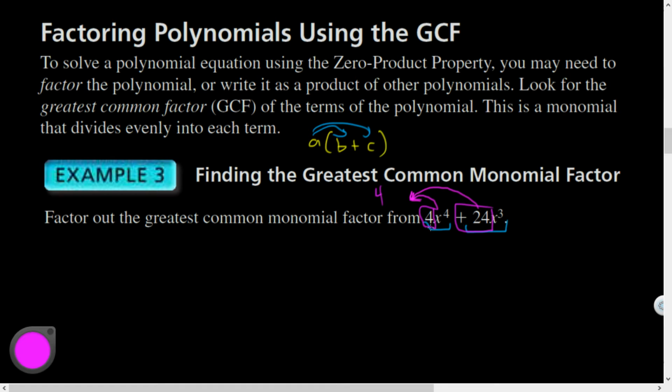8 goes into 24, but 8 can't fit into 4. It has to divide evenly into each term. So that's the sort of thing that we keep trying until we figure it out. And now I've got an x to the 4th and an x cubed, and it turns out when it comes to variables, I can steal the variable with the smallest exponent, because x to the 4th, I want to point out, is going to be the same as x cubed times x.